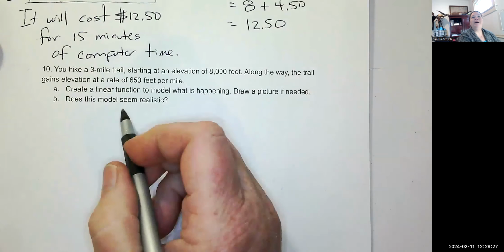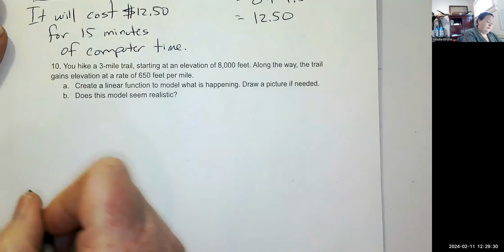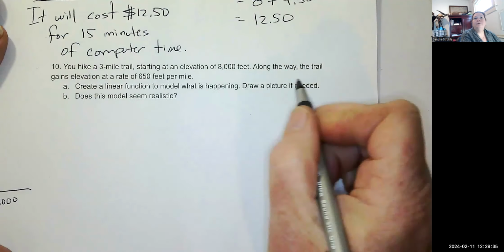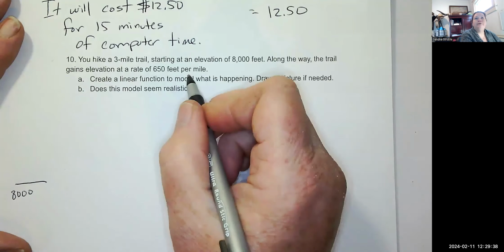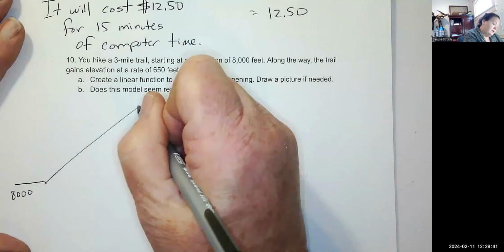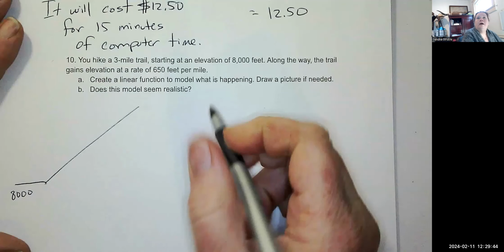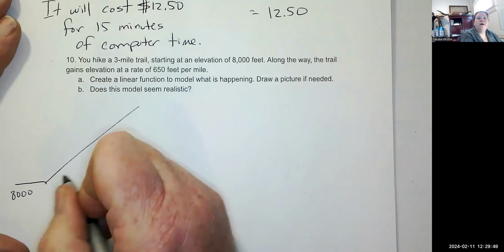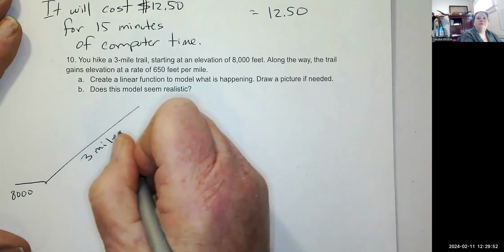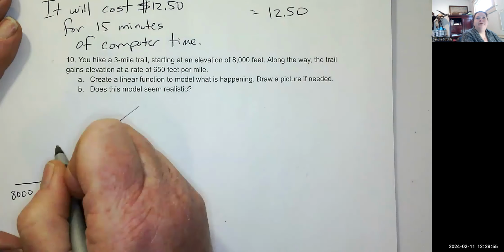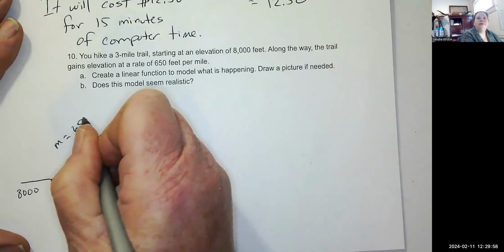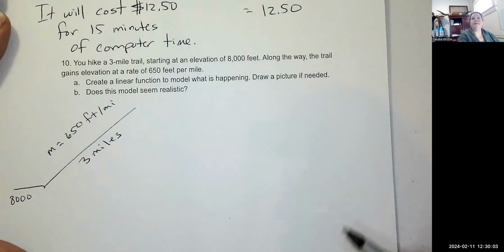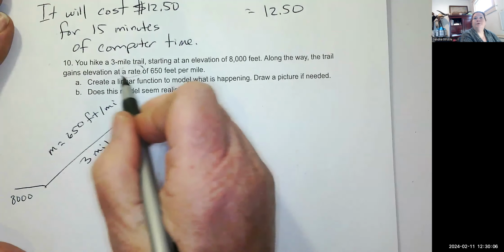Next one, you hike a 3-mile trail, starting at an elevation of 8,000 feet. All right, so we're already at 8,000. Along the way, the trail gains elevation at a rate of 650 feet per mile. All right. Create a linear model to show what is happening. Draw a picture if needed. I always draw a picture just to make sure I understand. I know this is going to be 3 miles. And it's 650 feet per mile. So m is 650 feet per mile because that's what the increase is by. It's the rate. It told you what the rate was.